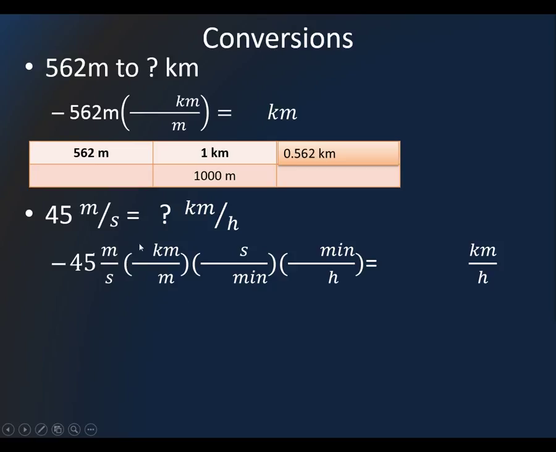So we know that in 1 kilometer, there's 1,000 meters, and we know that 60 seconds is 1 minute, and 60 minutes is 1 hour. So we could set up that conversion and get a value.